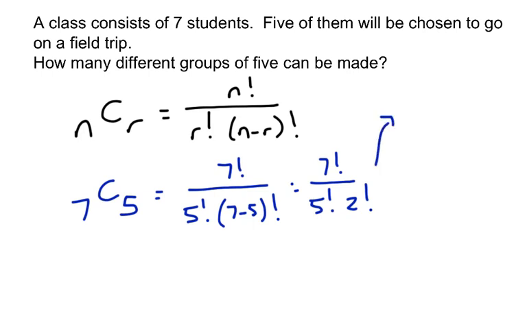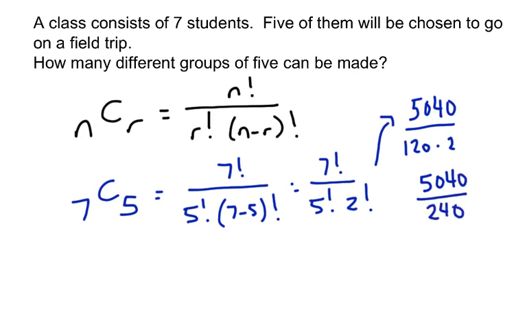You can figure out what 7 factorial is, which is 5040. You can figure out what 5 factorial is, which is 120. And 2 factorial is 2. So finishing this up, I've got 5040 divided by 240, which is 21. So there are 21 different groups of 5 that I could make with these students.